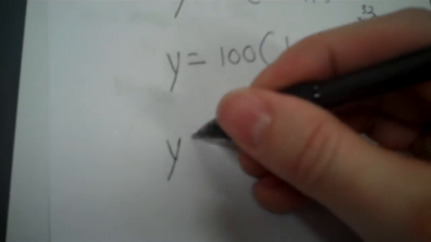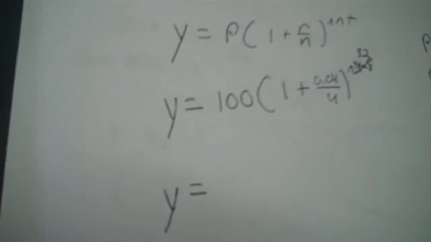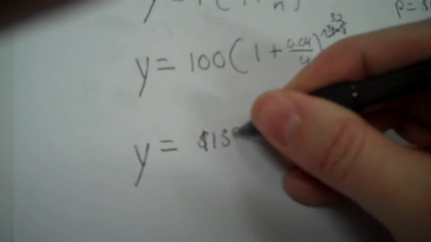Plug it into your calculator and you'll find the answer for Y. Y is dollars. $138. You put 137 or 138. It doesn't really matter.